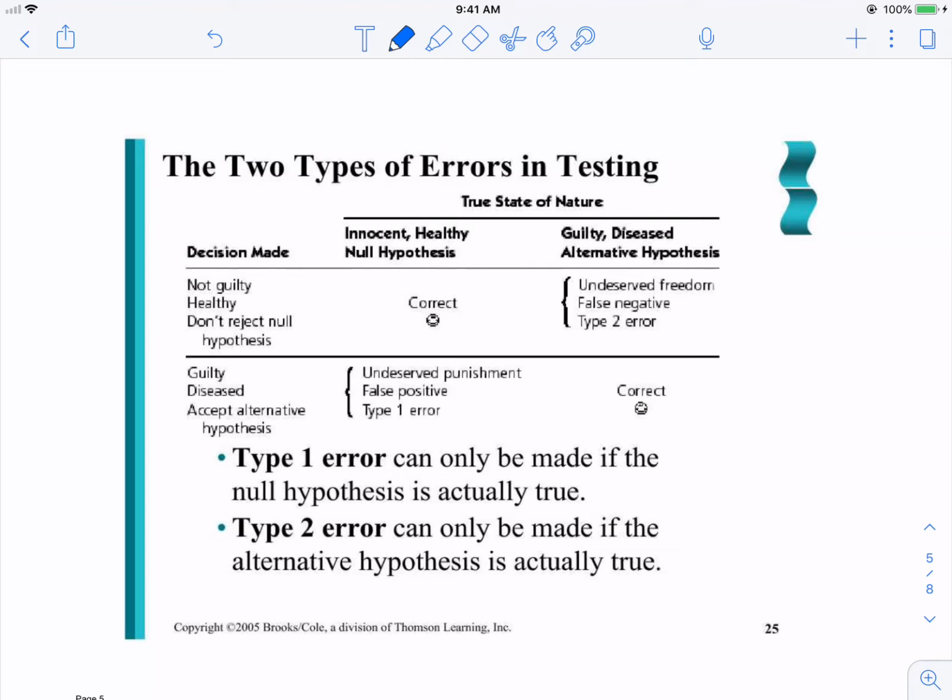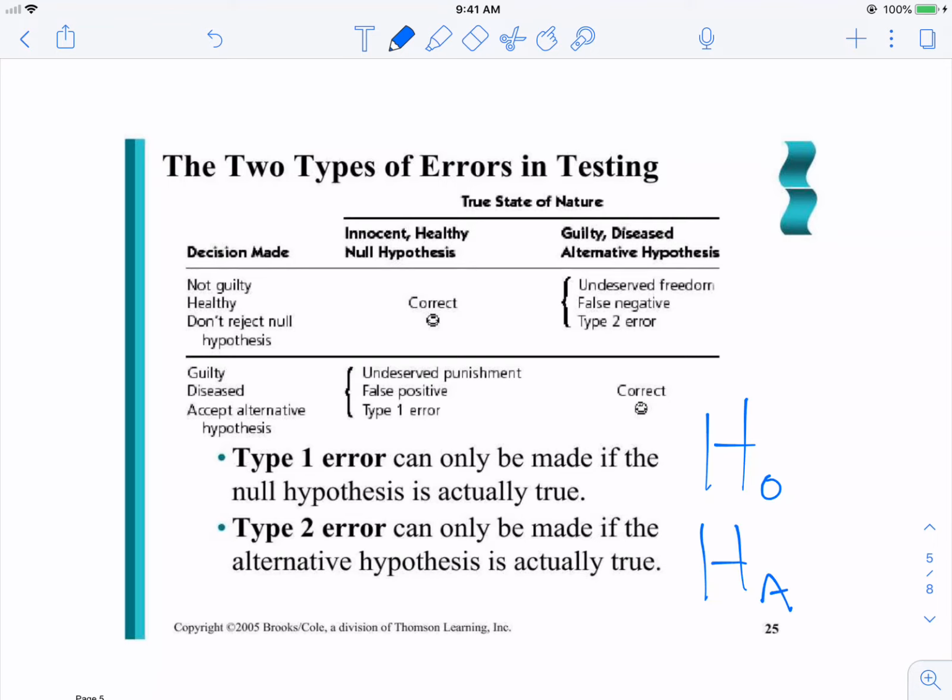So that leads us into our two types of errors. Okay, type 1 and type 2 error. We have this little chart here that kind of summarizes what's going on in each of these cases. But let's start pretty simple here. We have our two hypotheses, our null hypothesis and our alternative hypothesis.